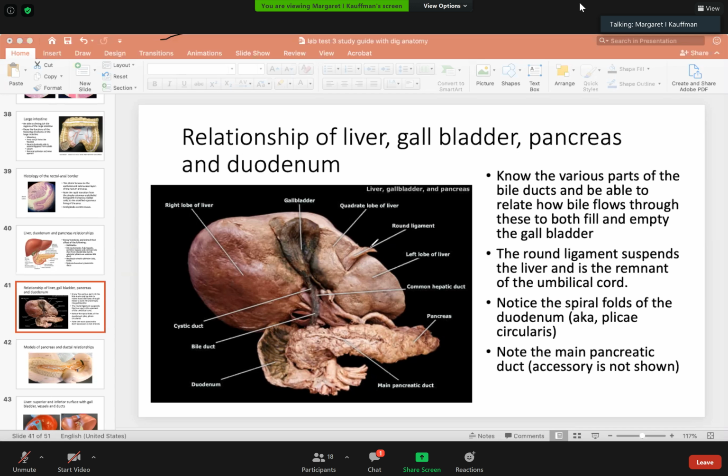Otherwise, the round ligament I mentioned, this is the one that goes to your umbilicus, and in a fetus has the umbilical vessels in it, but then later as an adult, sorry, the bird is going nuts, it is just helping suspend the liver, which is a really heavy organ. I know they point at the common hepatic duct. I think it's pretty hard to see in here. I have so much better models or pictures to point at those things. I probably wouldn't use this figure for that duct.